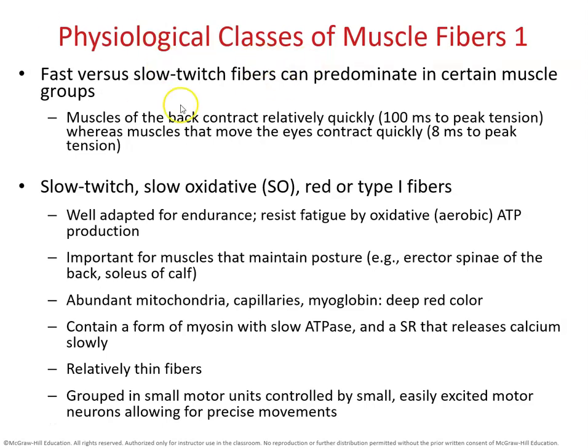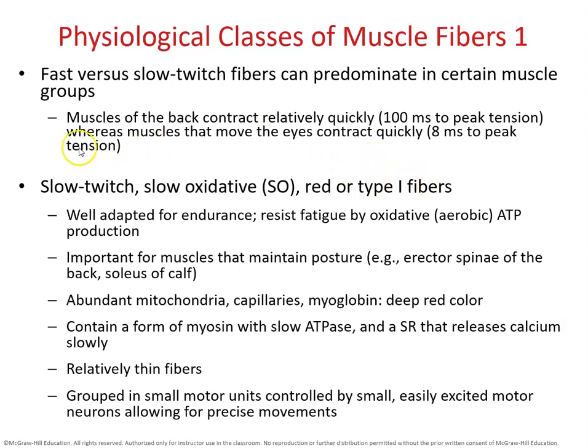So big muscles, such as your trapezius and latissimus dorsi in the back, they are kind of quick, and 100 milliseconds sounds very, very quick. But compared to the muscles of your eyes, the larger muscles are significantly slower. So we have what we call slow twitch, slow oxidative, red, type 1 fibers.